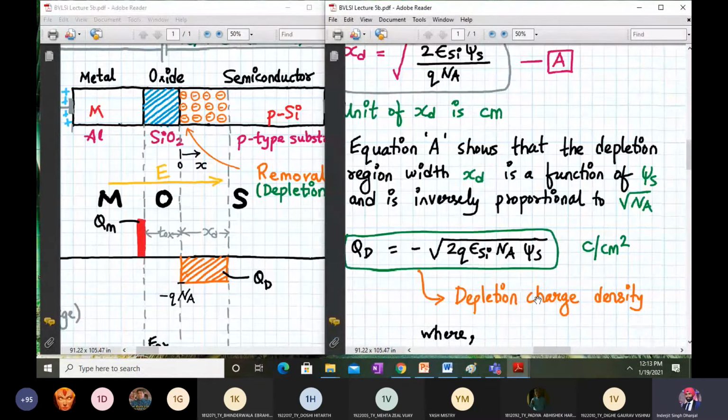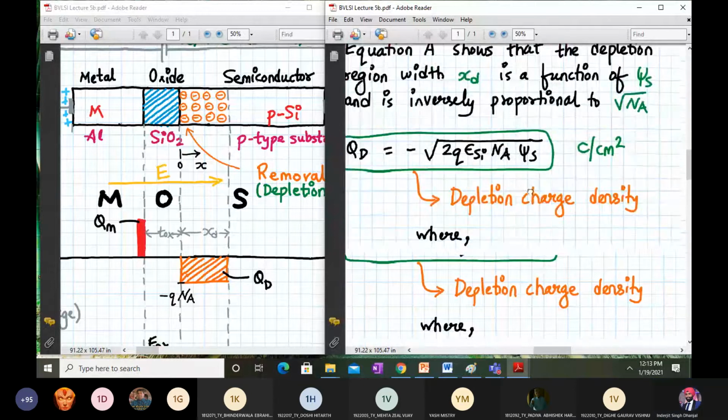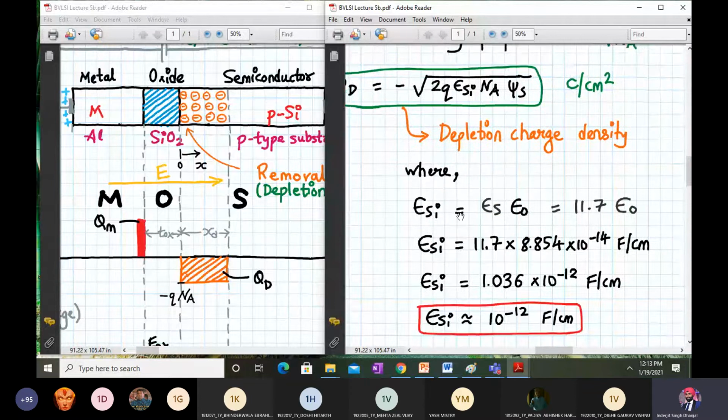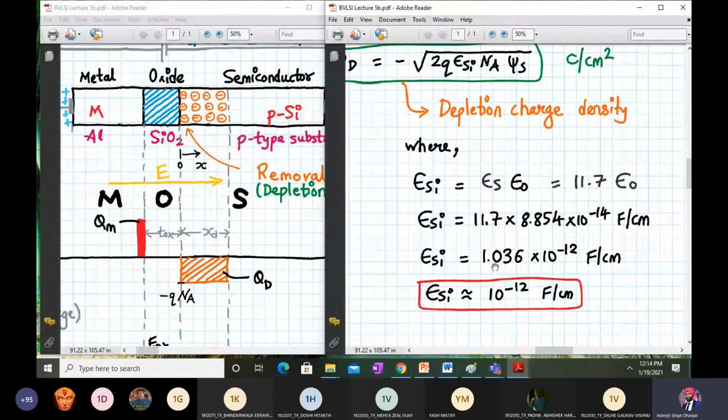If you want to see the value, epsilon Si is the relative permittivity of silicon, 11.7, into epsilon naught, the permittivity of free space, 8.854 into 10 to the minus 14 farad per centimeter. That gives 1.036 into 10 to the minus 12 farad per centimeter.